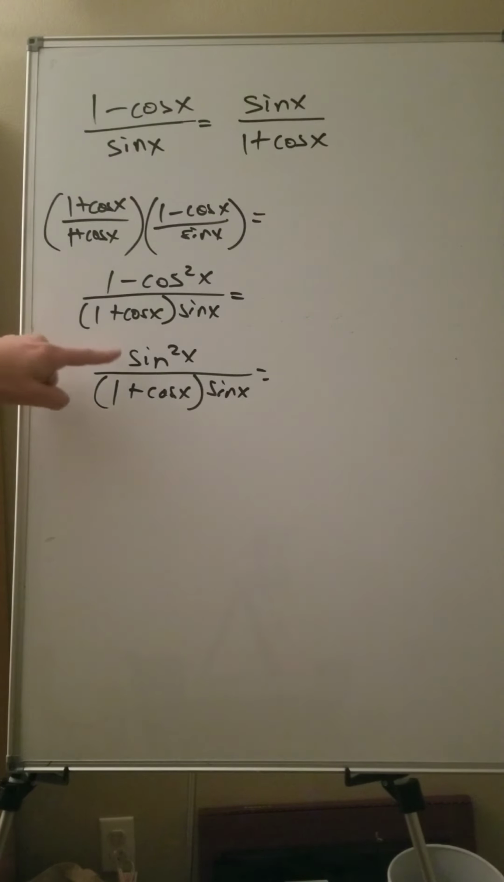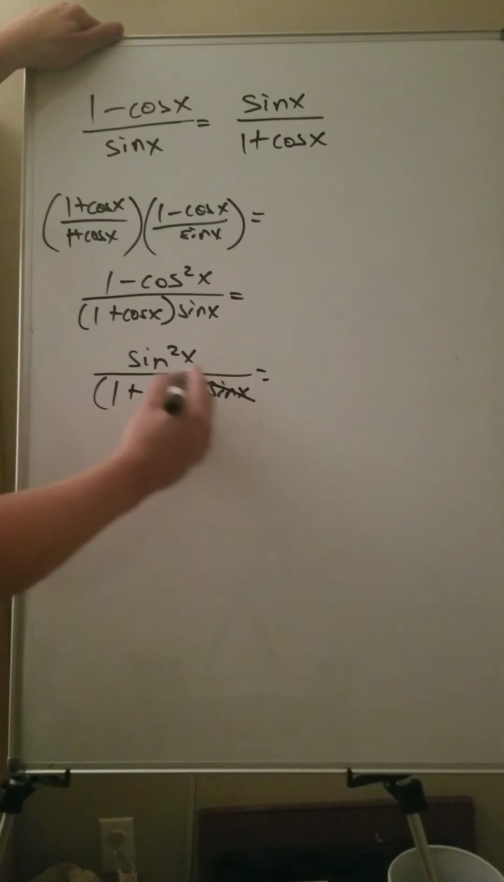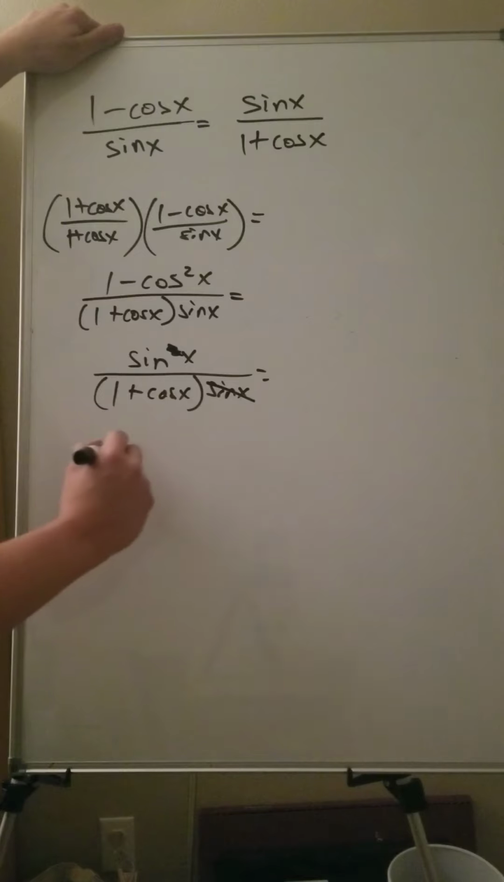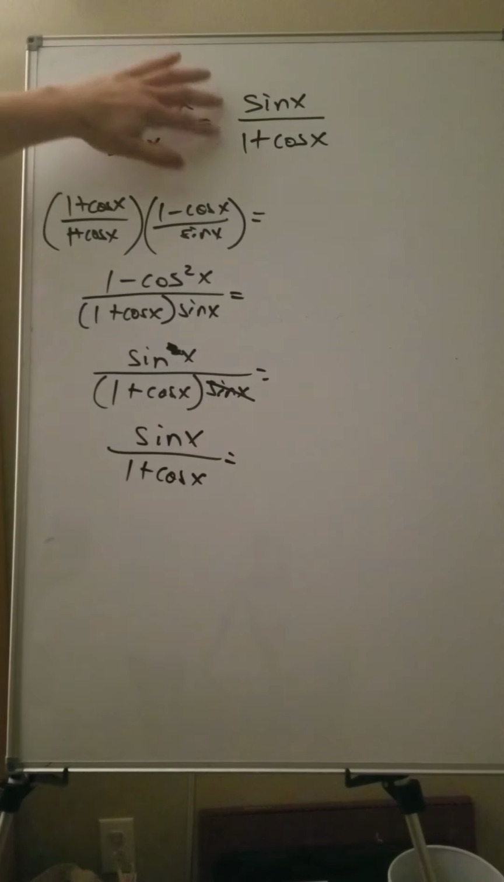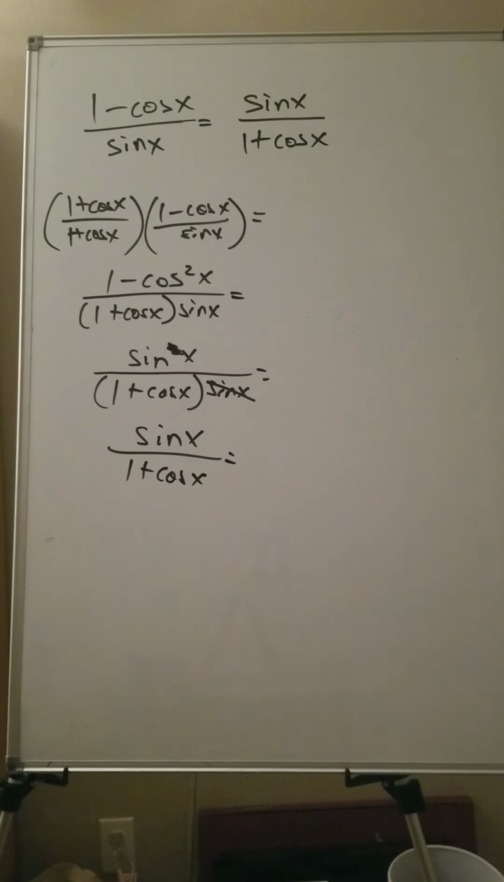And in fact, I have two factors of sine on top, right? Sine squared is really sine x times sine x. So one of these factors of sine is going to cancel out with that one factor of sine in the denominator. And so when I cancel this out, I wind up with sine x over 1 plus cosine x. And that's exactly what I was trying to get.